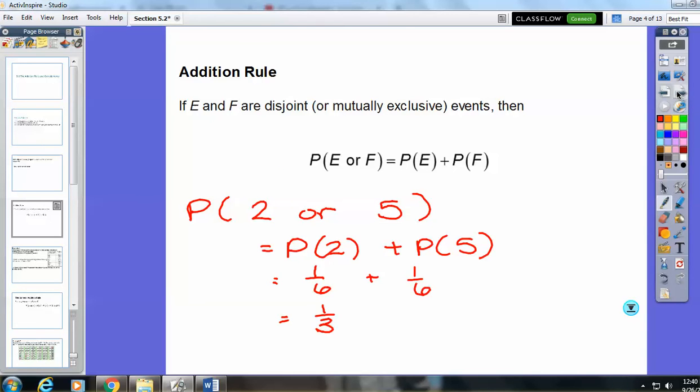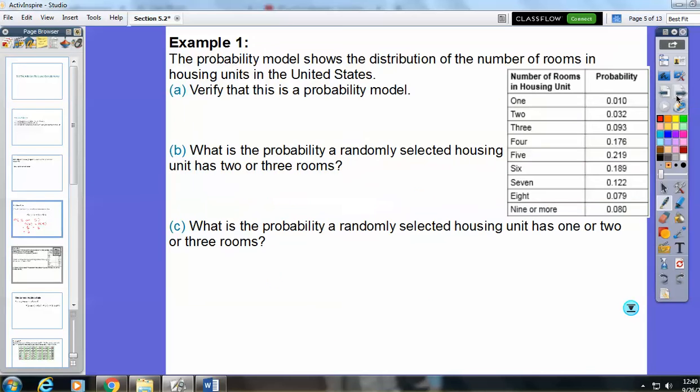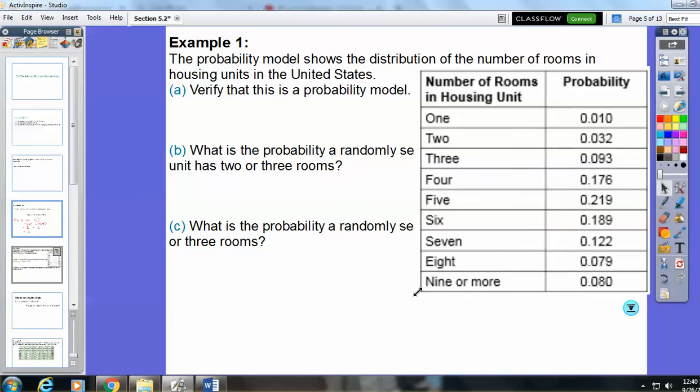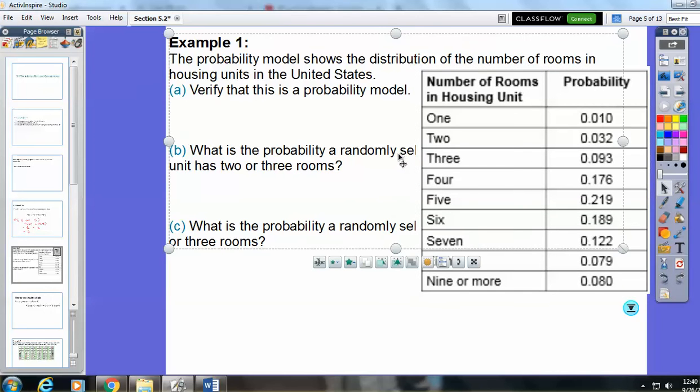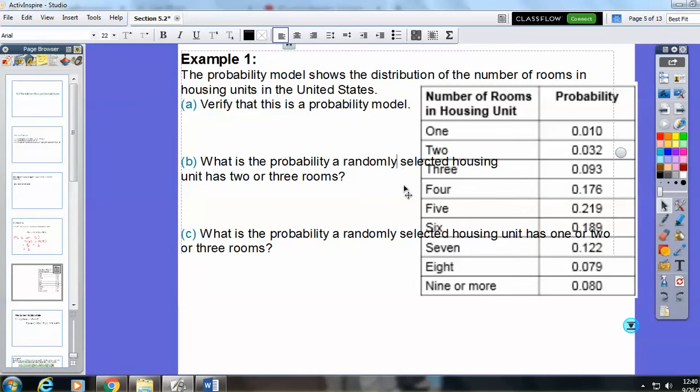So let's look at an example now. The probability model, we talked about our probability models yesterday, shows the distribution of the number of rooms in housing units in the United States. That is kind of tiny. Can you guys even read that? Okay.